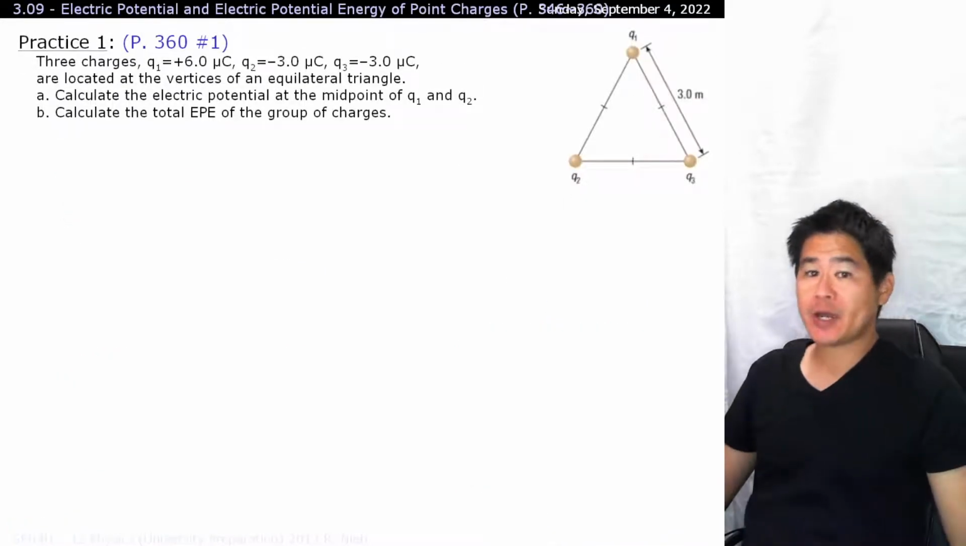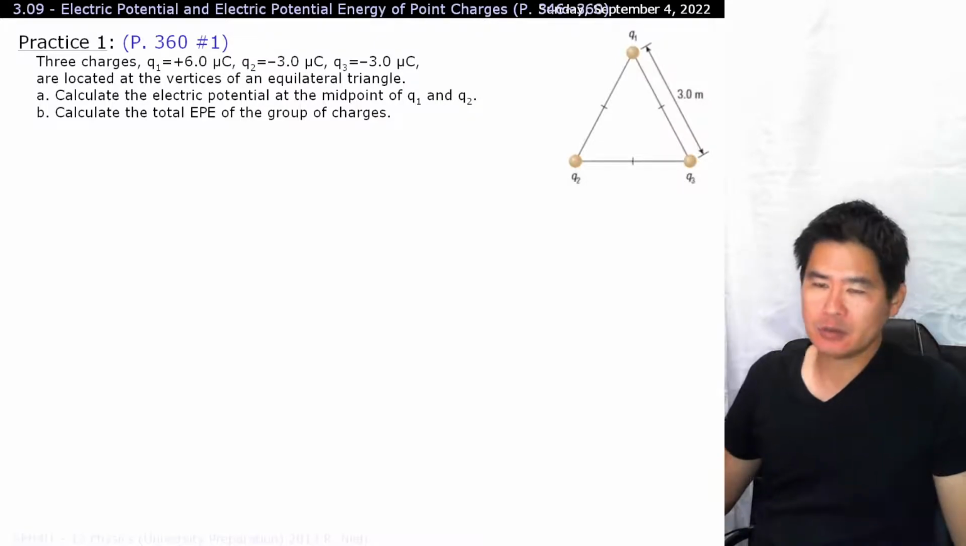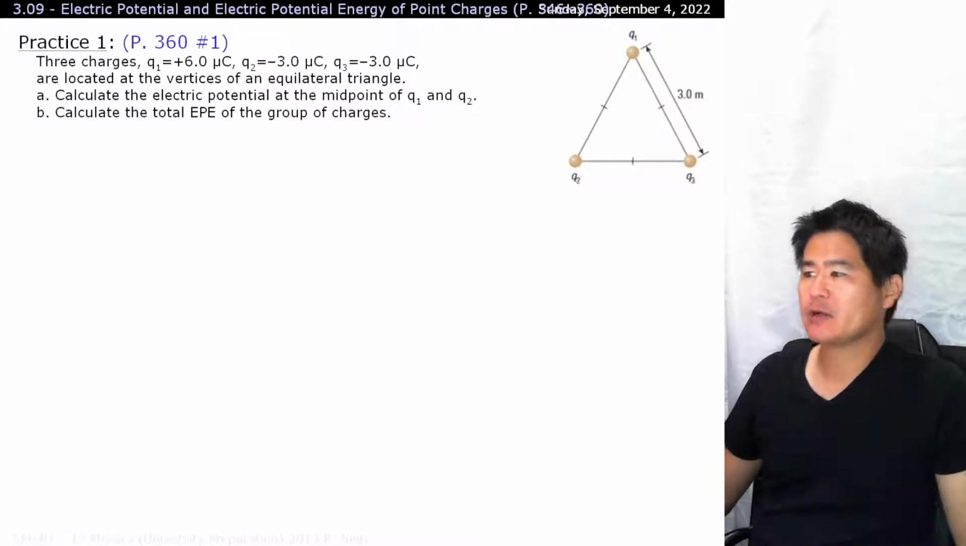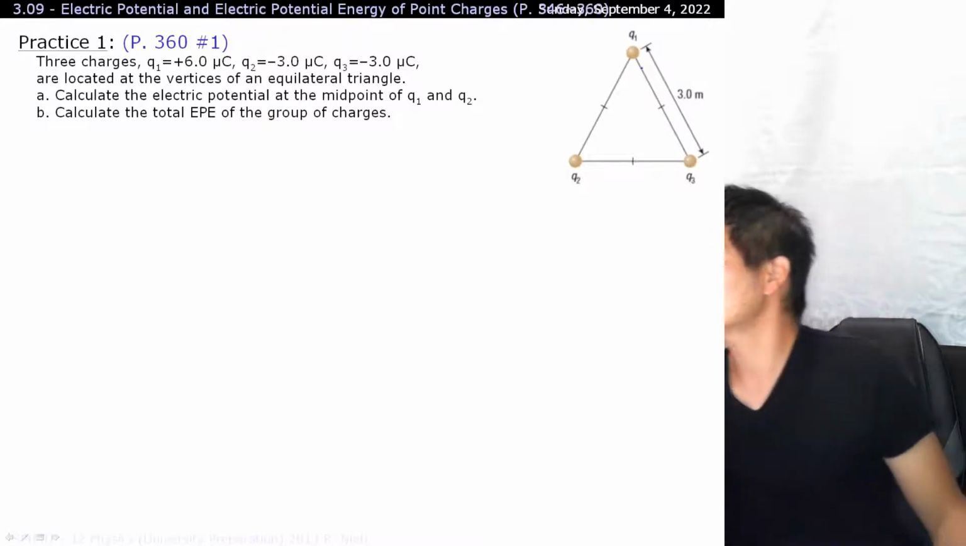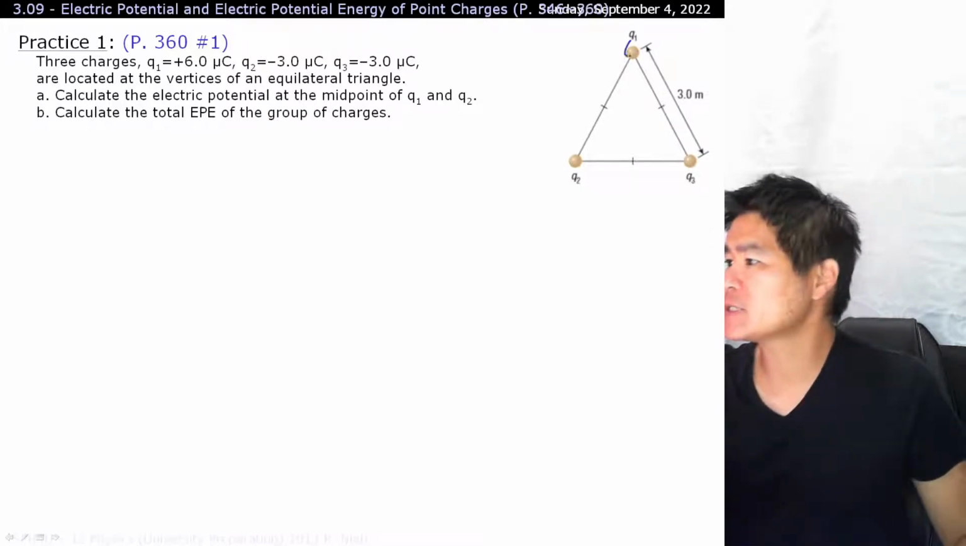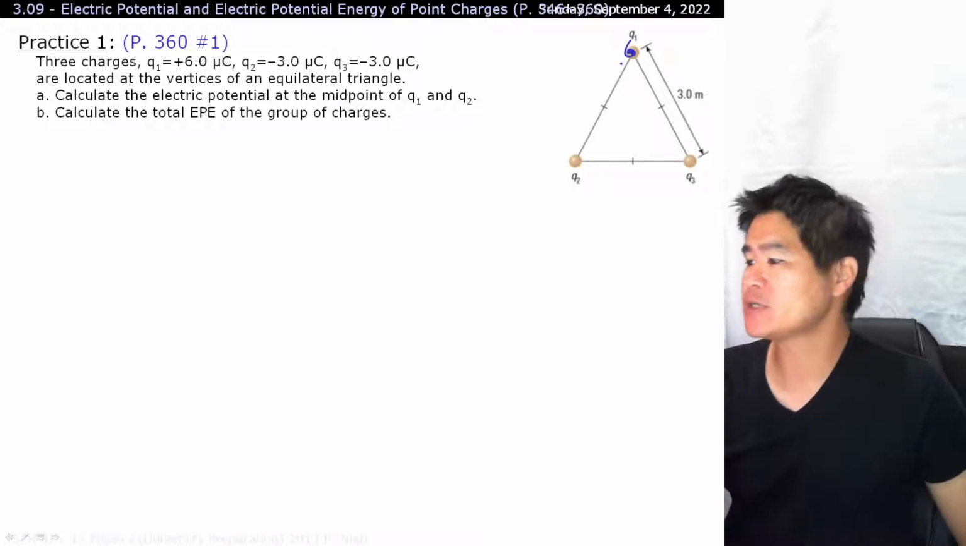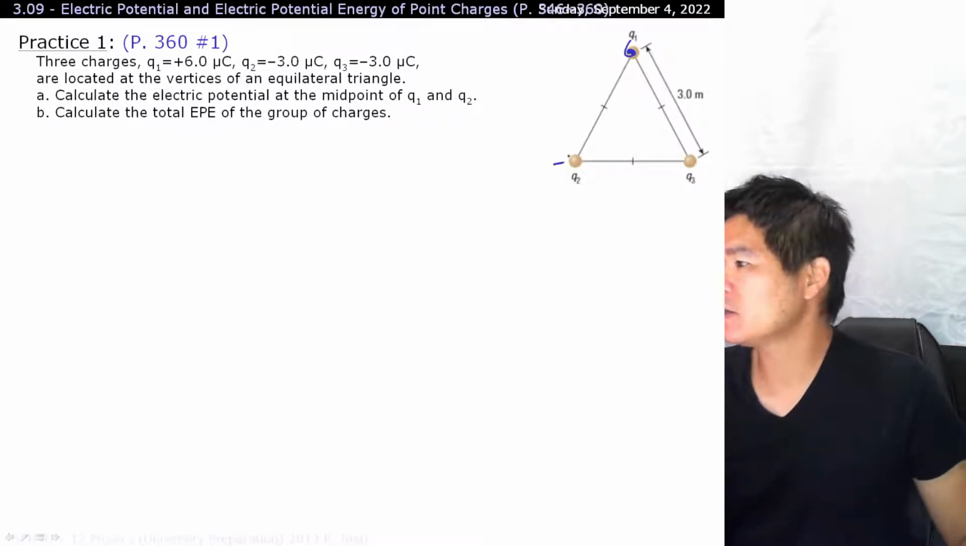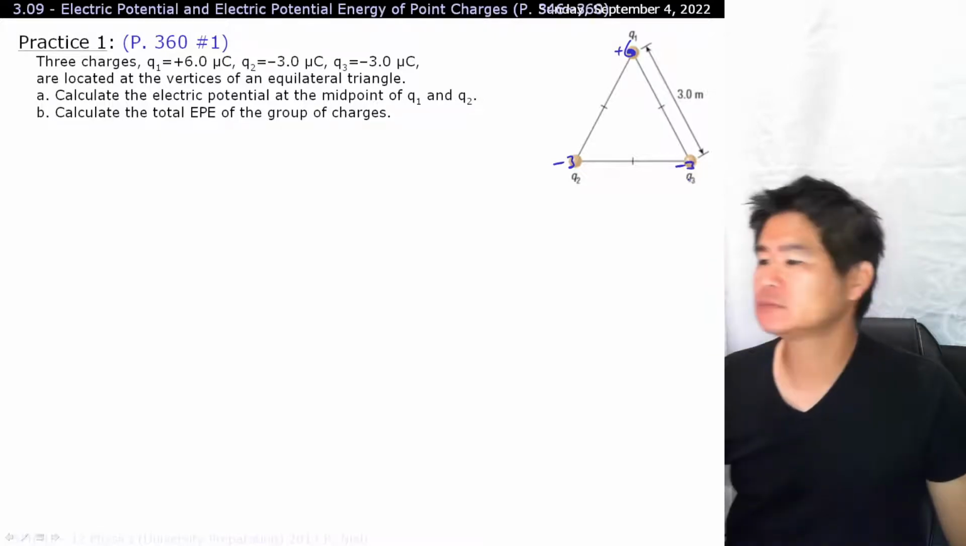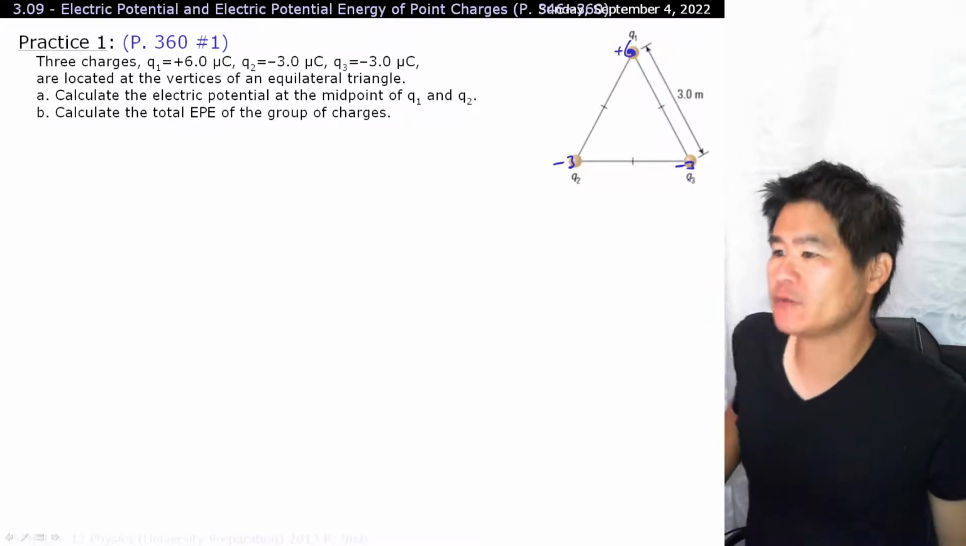Okay, so let's go through some practice problems using the newly learned vocabulary. So you have three charges over here. I'll label them here. Q1 is 6 microcoulombs positive. Q2 and Q3 are -3 and -3 microcoulombs. So that's what we're dealing with right over here.